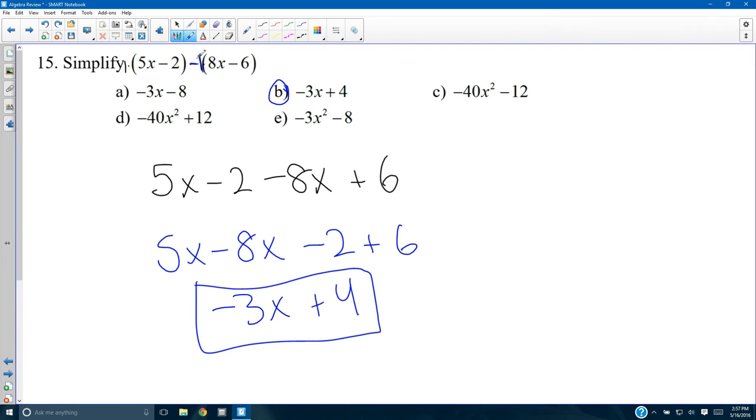Multiple choice wants to trick you. It wants you to try them. Once again, you can always double check. Try plugging in the number 2 and see what you get. You will not get the same thing as you would up here.